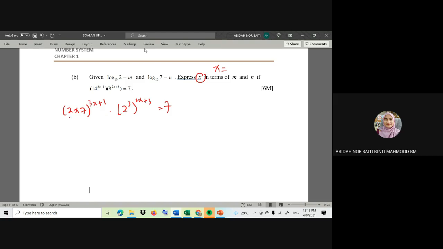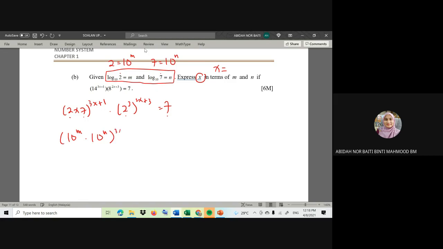Nampak ni ya, 2, 7, 2, 7 ya. Ambil daripada sini, blok kamu ni. 2, 7. Okay, so this is log form. Change to index form. Yang given tu, change to index form. So 2 equals to 10 power of m. 7 equals to 10 power of n. Okay, and then we substitute here. 2 equals to 10 power of m. 7 equals to 10 power of n.